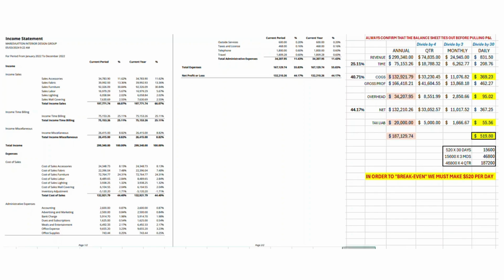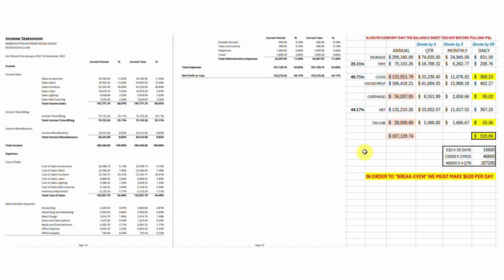Okay, I want to start out by saying before pulling your P&L, profit and loss, those are interchangeable words. Before pulling that up, you must make sure your balance sheet ties out. I will never look at a P&L unless I can confirm that the balance sheet ties out. Otherwise, those are made up numbers to me, okay?